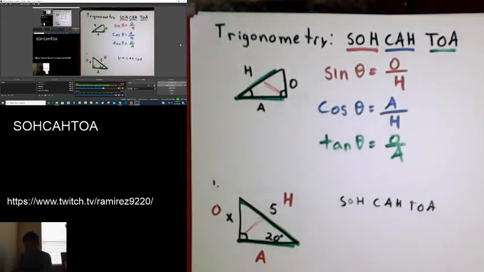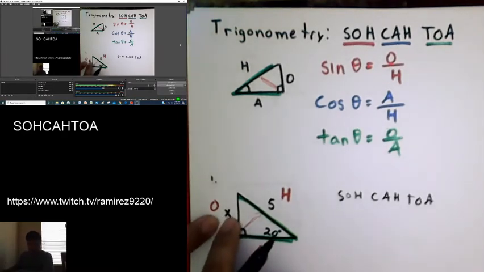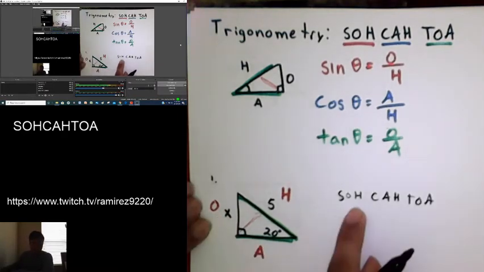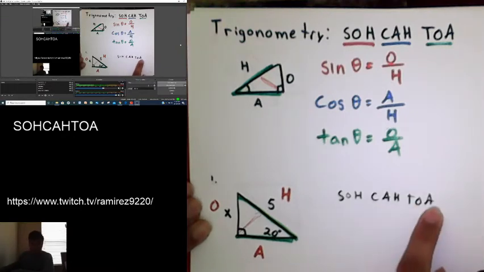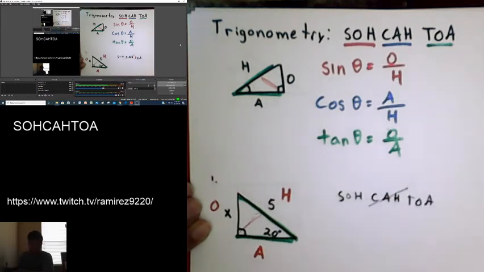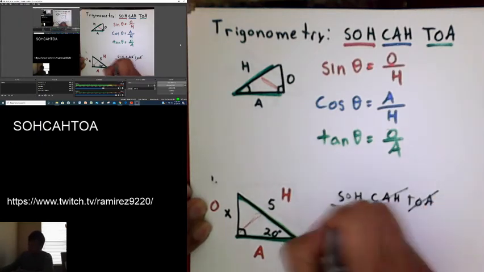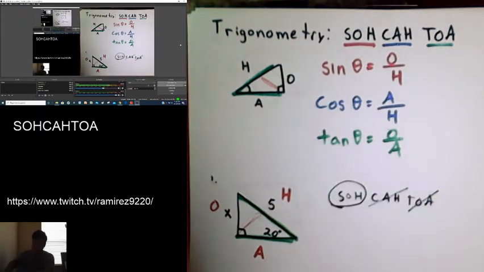And so this is what you do. You are solving for x, and x is O, so you better use O in it. So automatically CAH is out because it doesn't have the letter O in it. You can only have one unknown. You don't know A, but you do know H, so you cannot use A. And I'm left with SOH. That's the one I'm going to use.